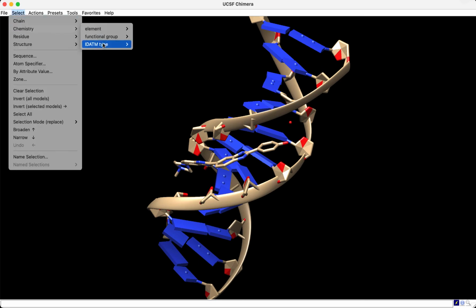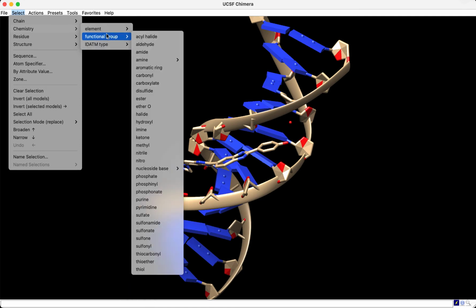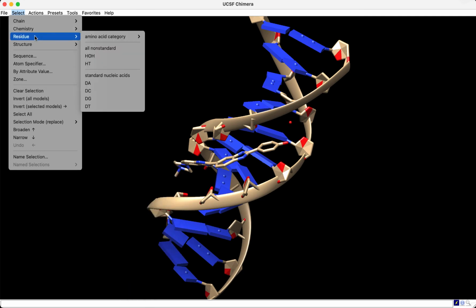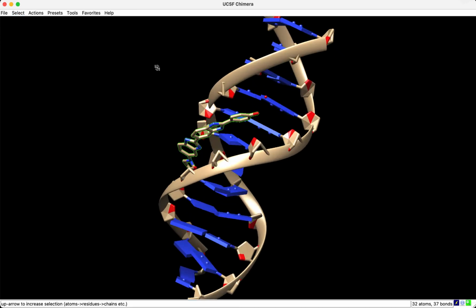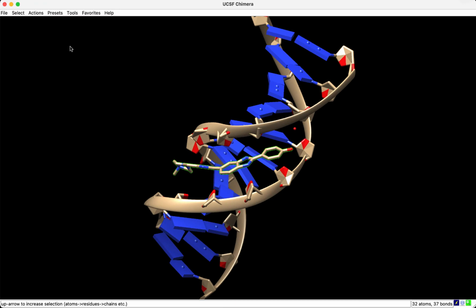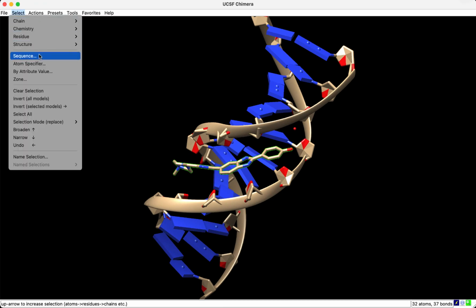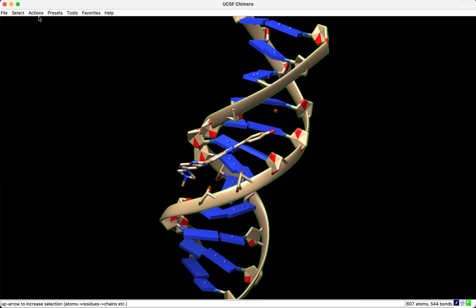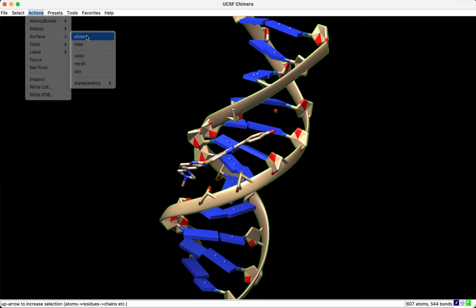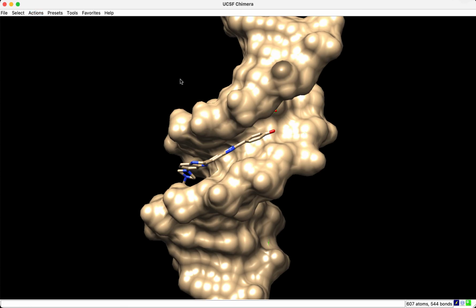Let me see. Okay, what you see here in green is the small molecule I'm talking about, just to make it clear. Now I will select the DNA molecule and I want to show the surface. Okay, now I want to talk about the representations.